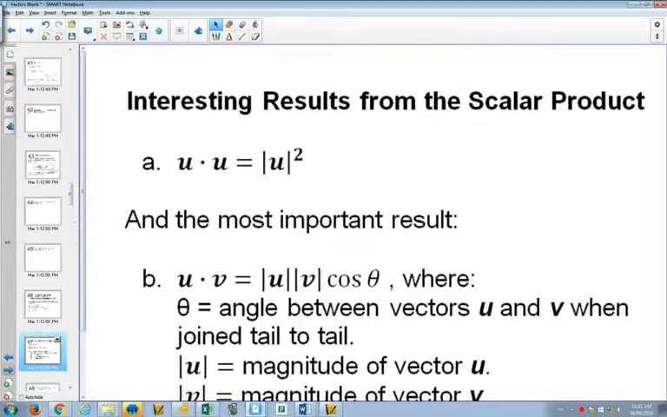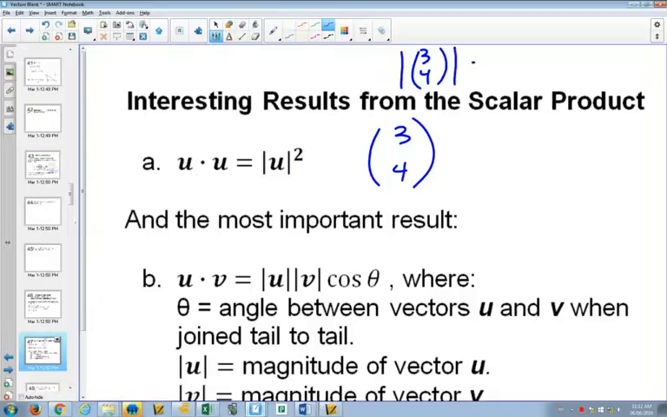Now, these are the interesting things that you can find out with the dot product or the scalar product. When you do the dot product of the same vector, the answer that you're going to get is the same as the squared length of your vector. So let's take an example just to see that. If I took the vector 3, 4, can you see that the length of that vector would be 5? Because you would do a squared plus b squared equals c squared, and you would get 5.